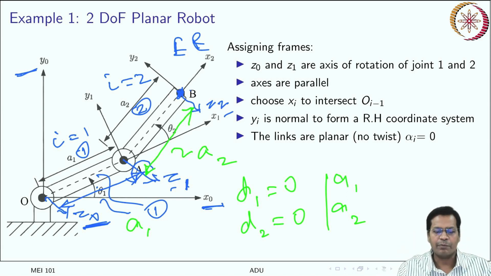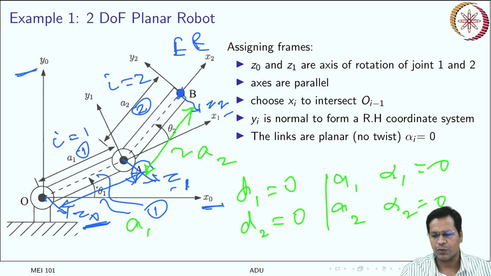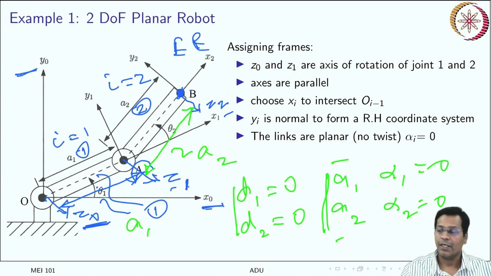So there is no angle between Z0 and Z1, Z1 and Z2. So alpha 1 and alpha 2 will also be equal to 0. Okay, so D1, D2 is 0. Alpha 1, alpha 2 is also 0. A1 and A2 are link lengths, and what remains is the joint variable. Theta 1 and theta 2 are joint variables. Okay, that is the only variable.